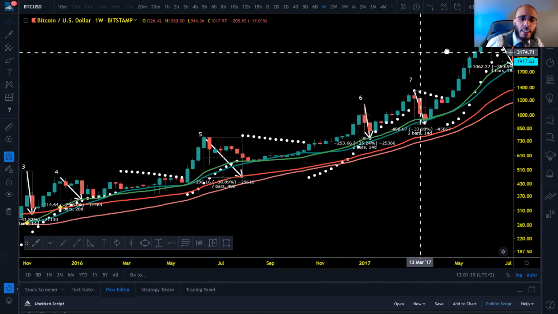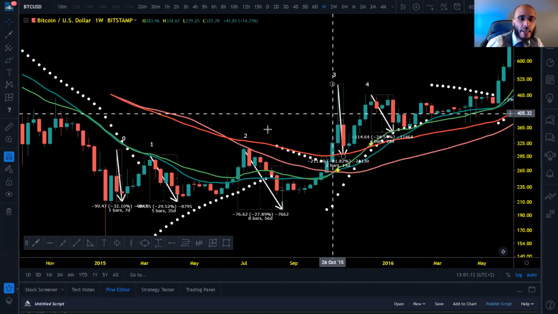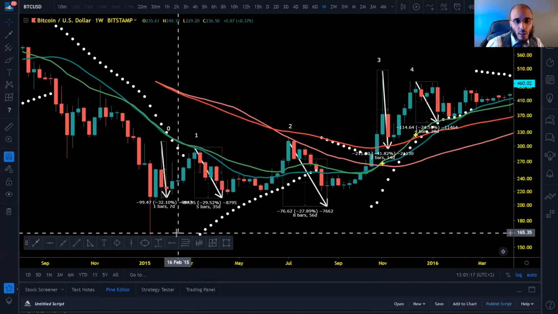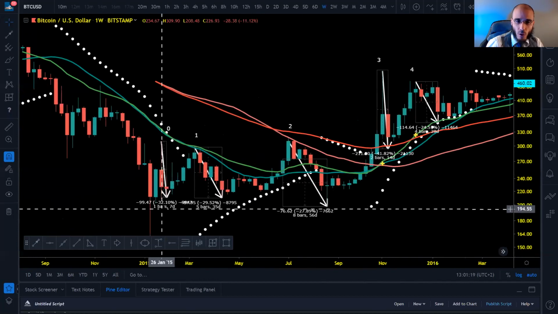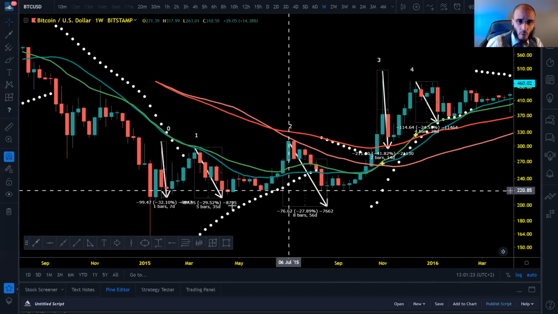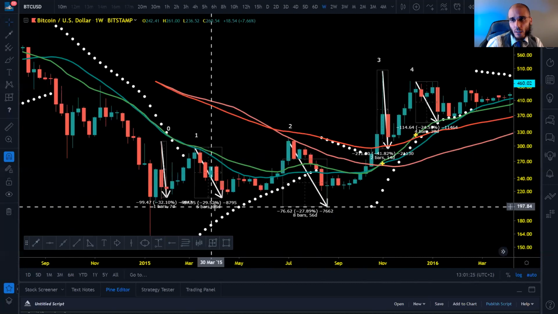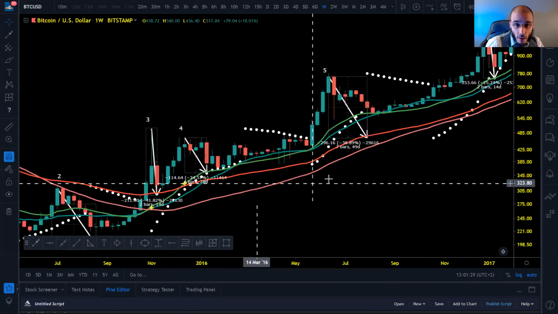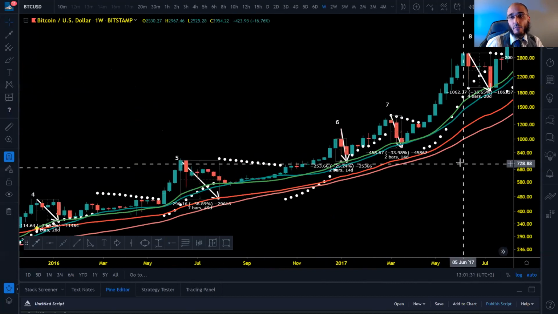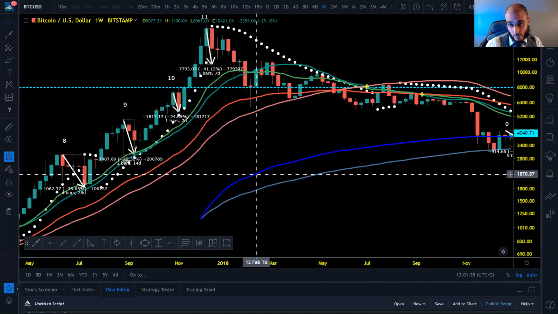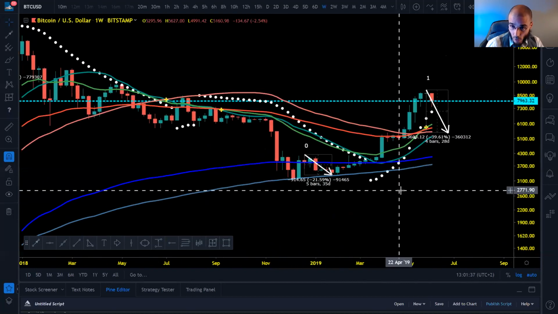Why do we need it? Because nothing goes up in a straight line. You always have correction. Let's look at the last bear market. First one doesn't count, too close to the bottom. Then one correction, two correction. Every correction is between 30 and 40%. So 1, 2, 3, 4, 5, 6, 7, 8, 9, 10, and 11. Okay? This time, where's the correction? No correction. Not good at all.